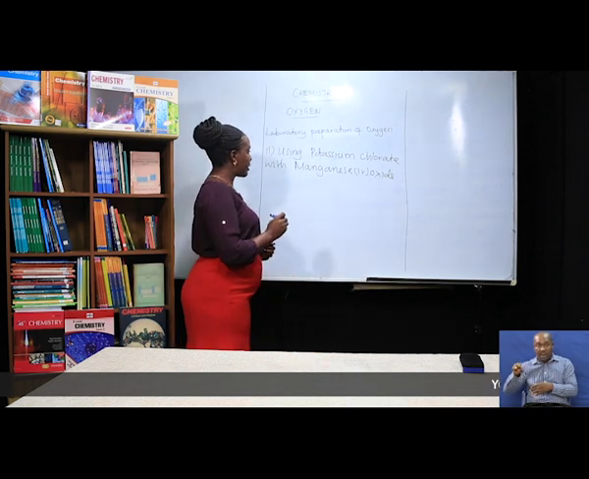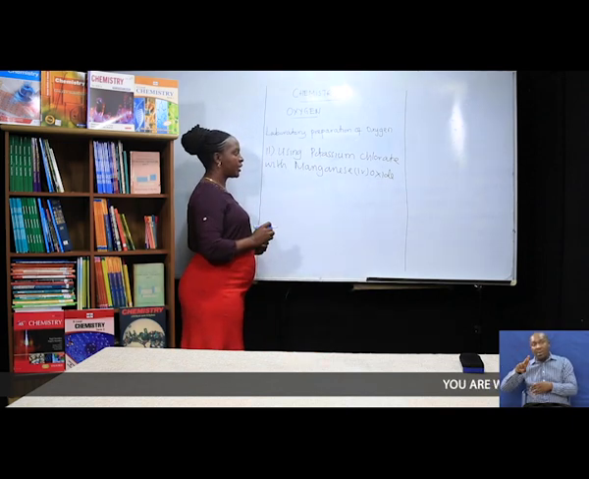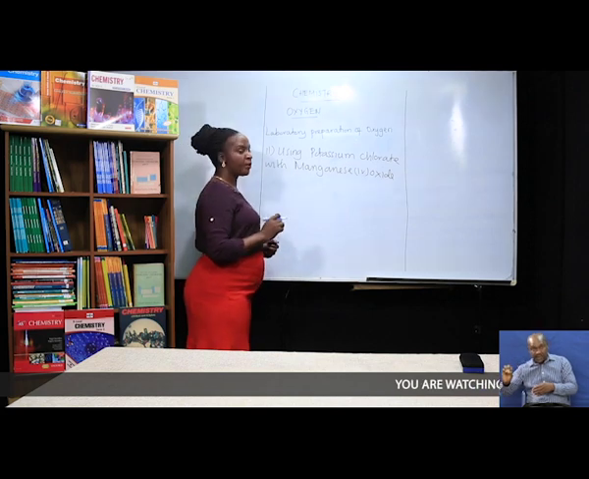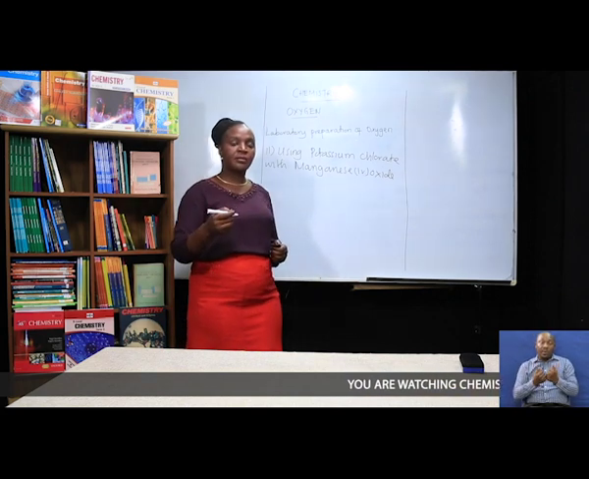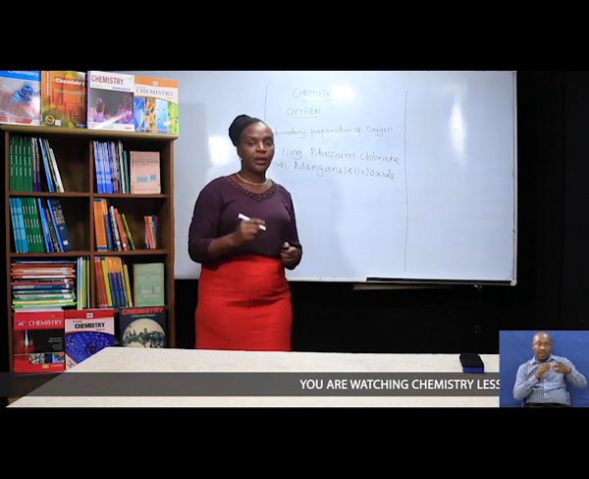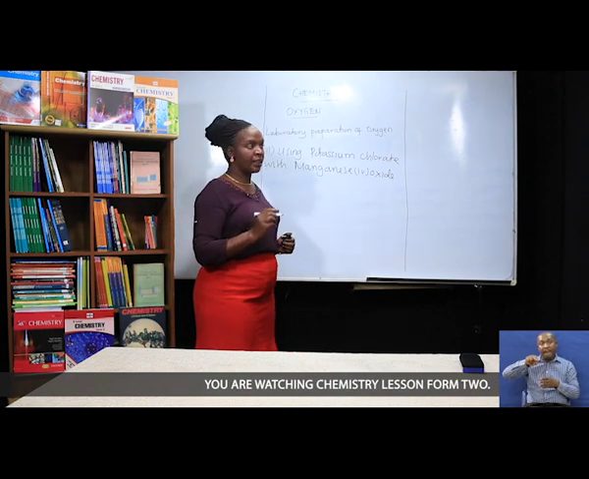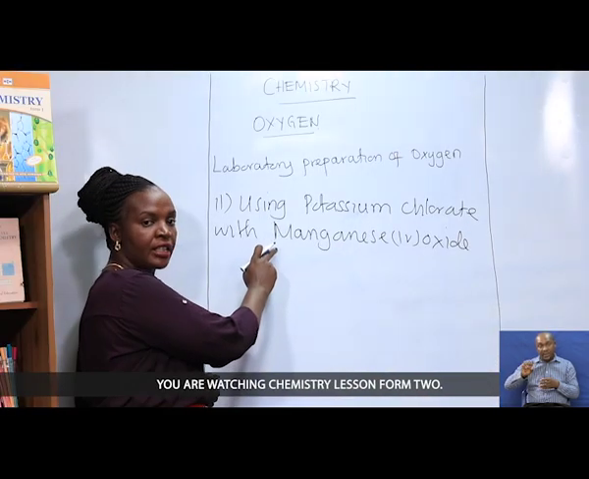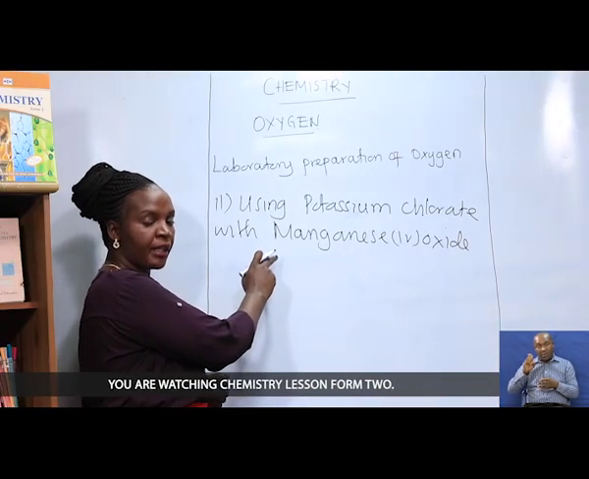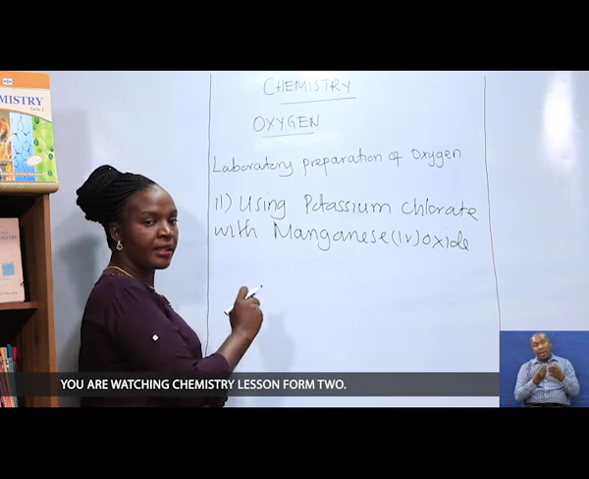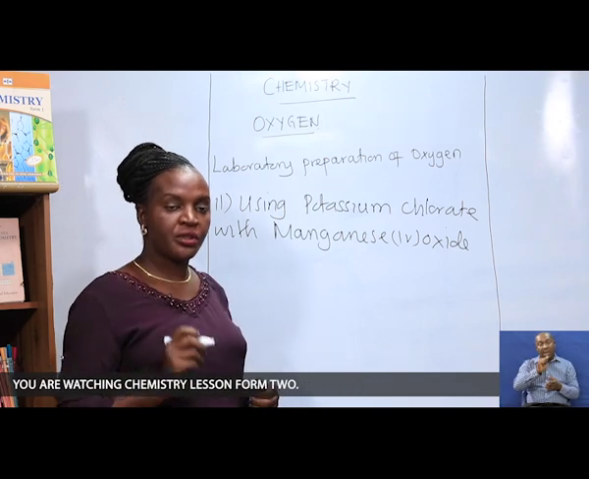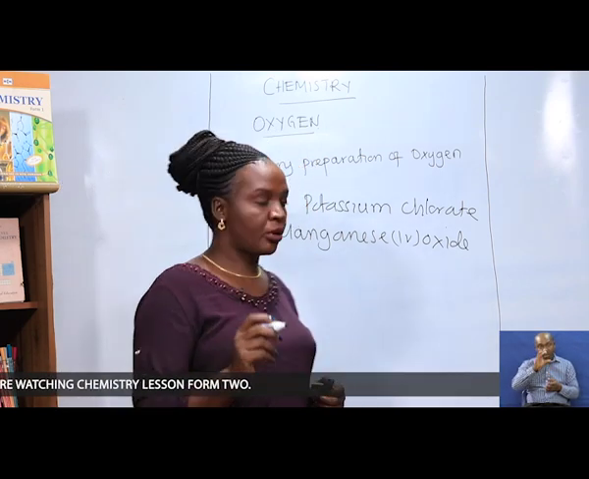So now let us see what is happening during the decomposition of potassium chlorate. To decompose means to break down. A large compound is broken down into small compounds or elements. Now, this reaction cannot be successful if there's no heat. That is why it is called the thermodecomposition of potassium chlorate.